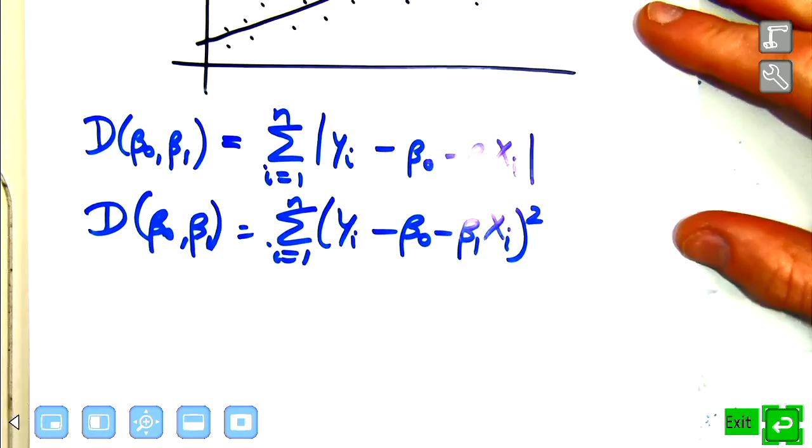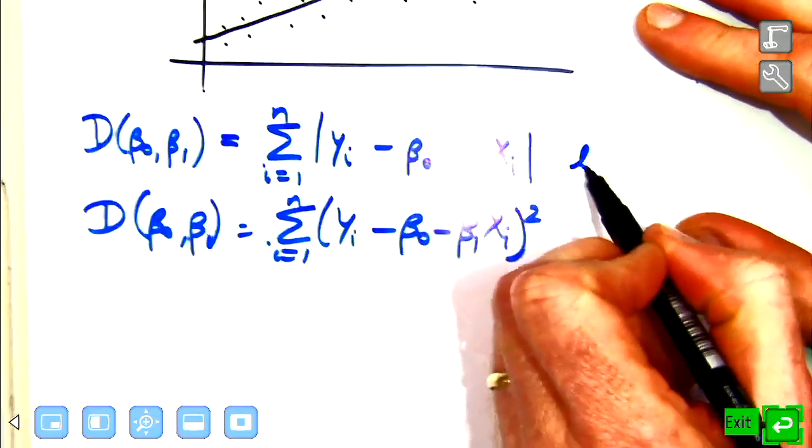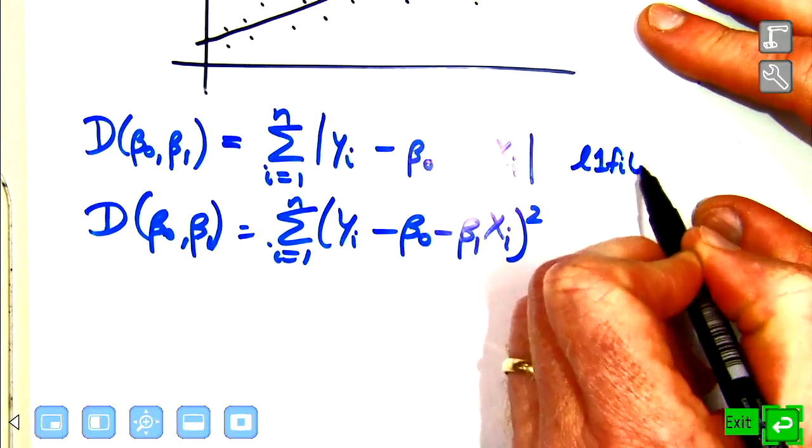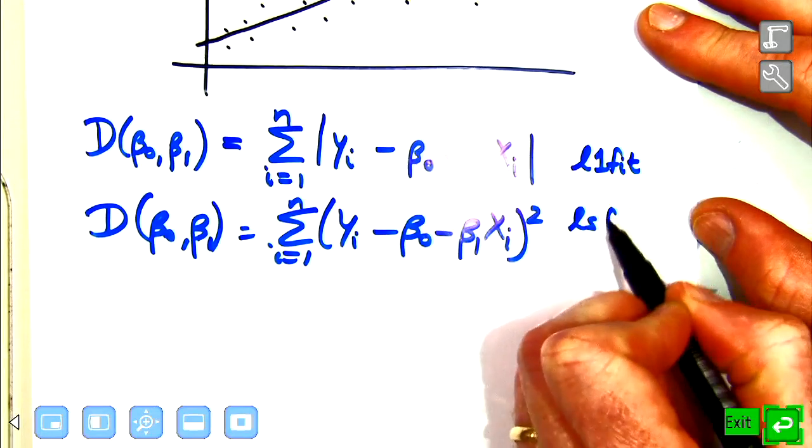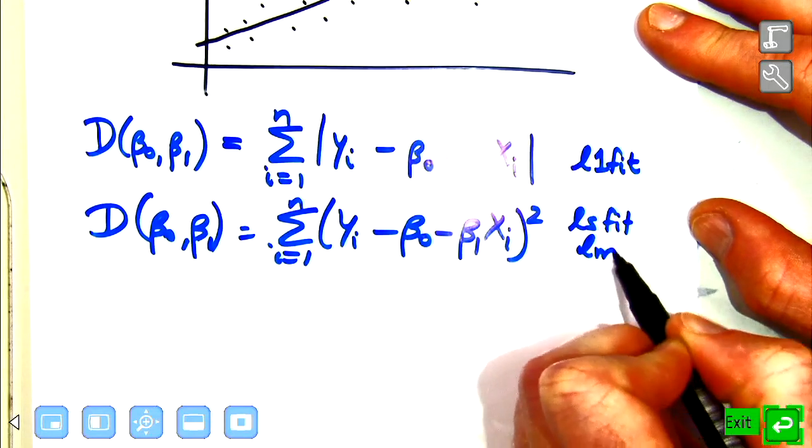Okay, so I'll just write on this, hopefully it'll work. So L1 fit does this, LS fit and LM do this.